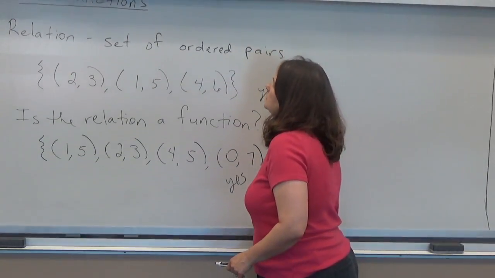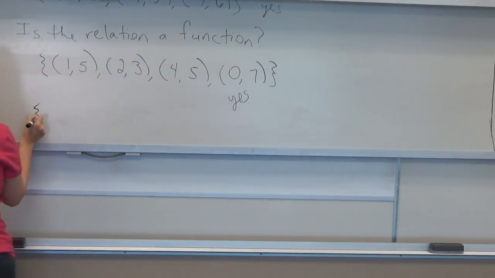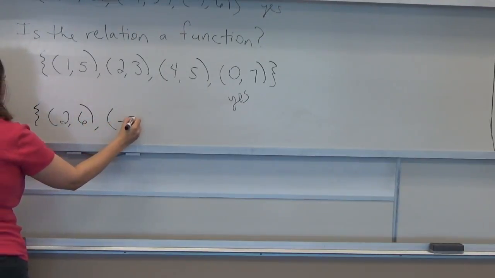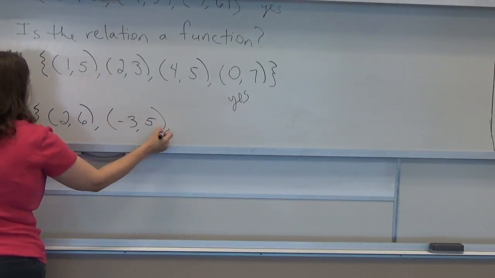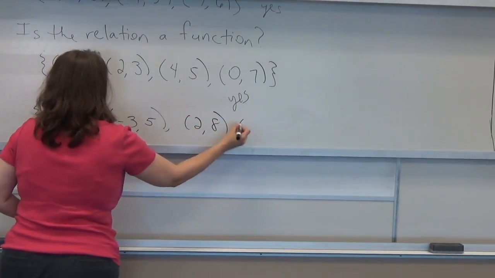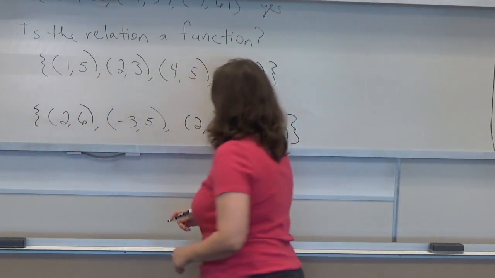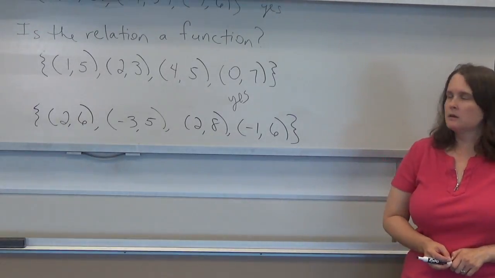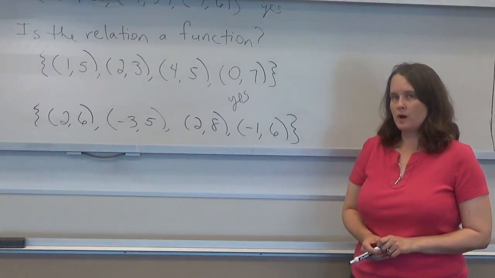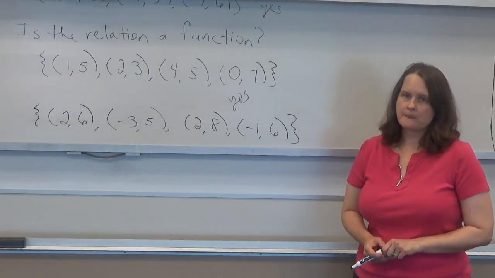Okay, let's look at another one. What if we have ordered pair (2, 6), ordered pair (-3, 5), ordered pair (2, 8), and ordered pair (-1, 6). So again, if this is a function, each x value should be matched with exactly one y value. Think about that. Pause it for a second if you need to.